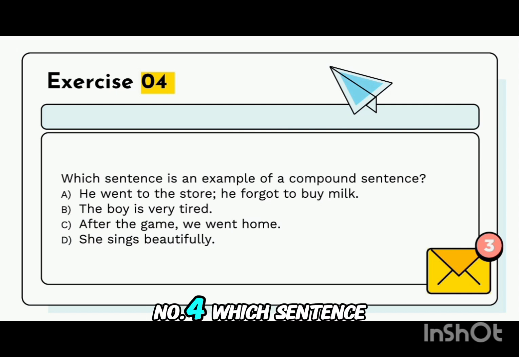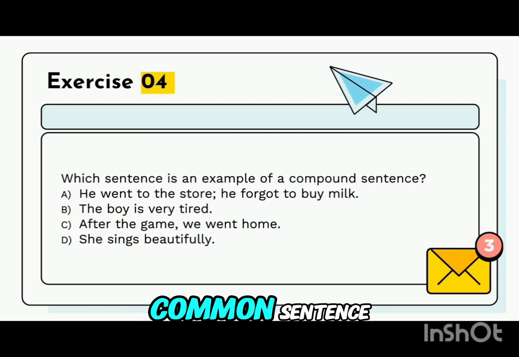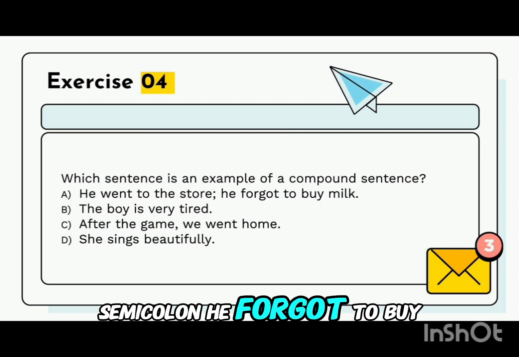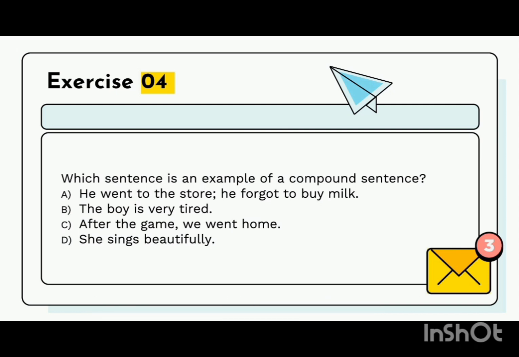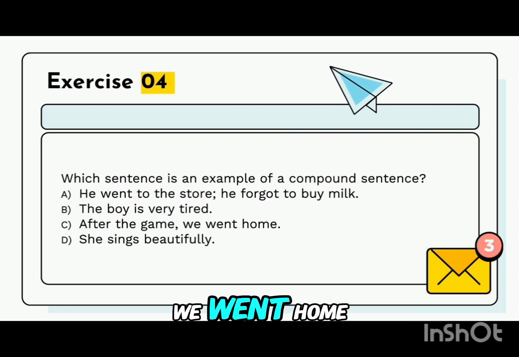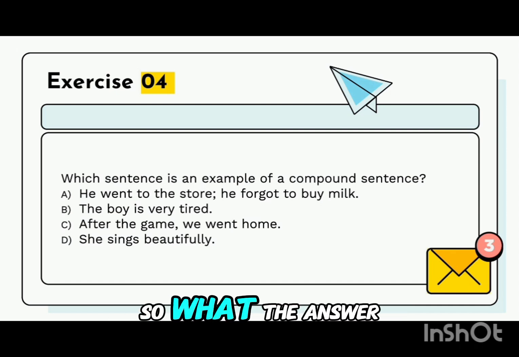Number 4. Which sentence is an example of a compound sentence? A. He went to the store, semicolon, he forgot to buy milk. B. The boy is very tired. C. After the game, comma, we went home. D. She sings beautifully.